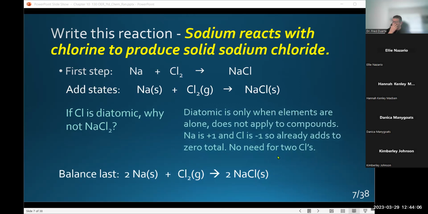And then finally, to balance it, 2 sodiums plus 1 molecule of chlorine yields 2 molecules of sodium chloride. And that's a balanced chemical reaction. Our coefficients are there. Everybody's balanced. That is our chemical reaction.